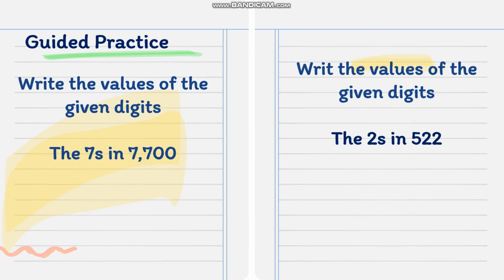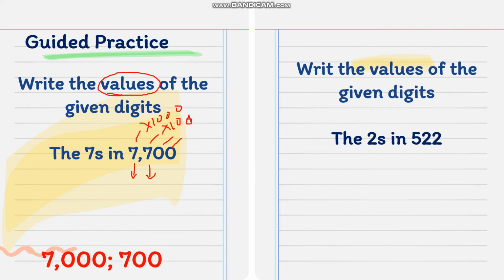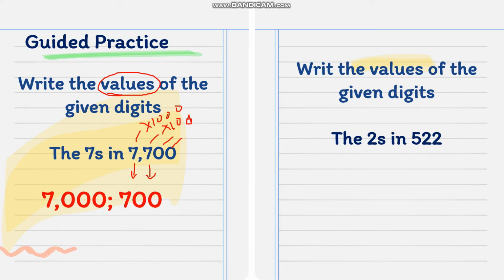Write the values of the given digit. So we're going to find out only the value. What is the value of the first 7 and what is the value of the second 7? So this is ones, tens, hundreds. This is multiplied by 100. This is multiplied by 1000. So 7 multiplied by 1000 is 7000, and 7 multiplied by 100 is 700. That's why the values of the 7s are 7000 and 700.